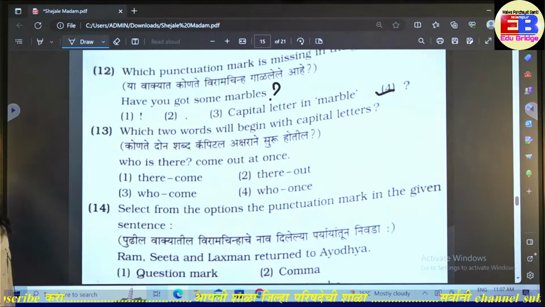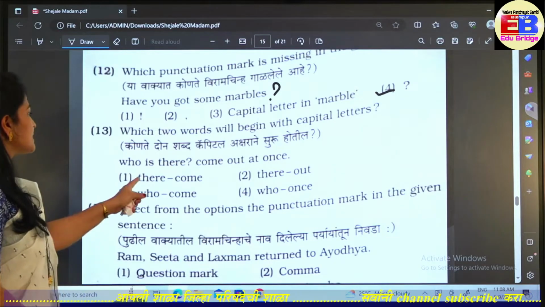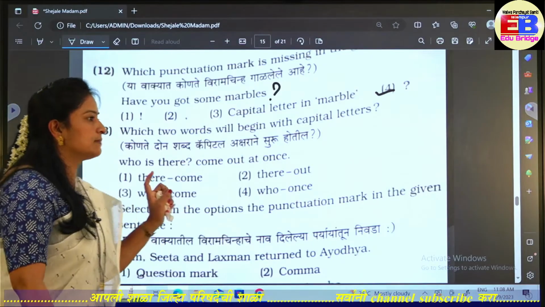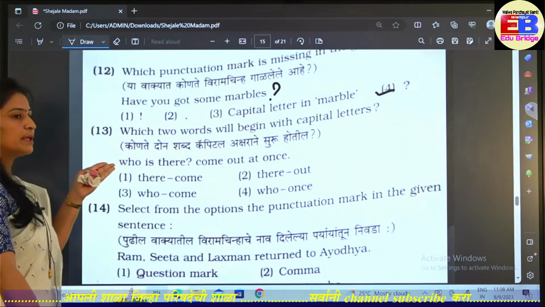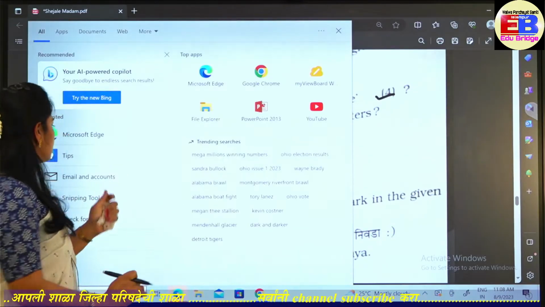Which two words will begin with capital letters? Who is there? Come out at once. So as per the punctuation mark rule, we have to use capital for first.